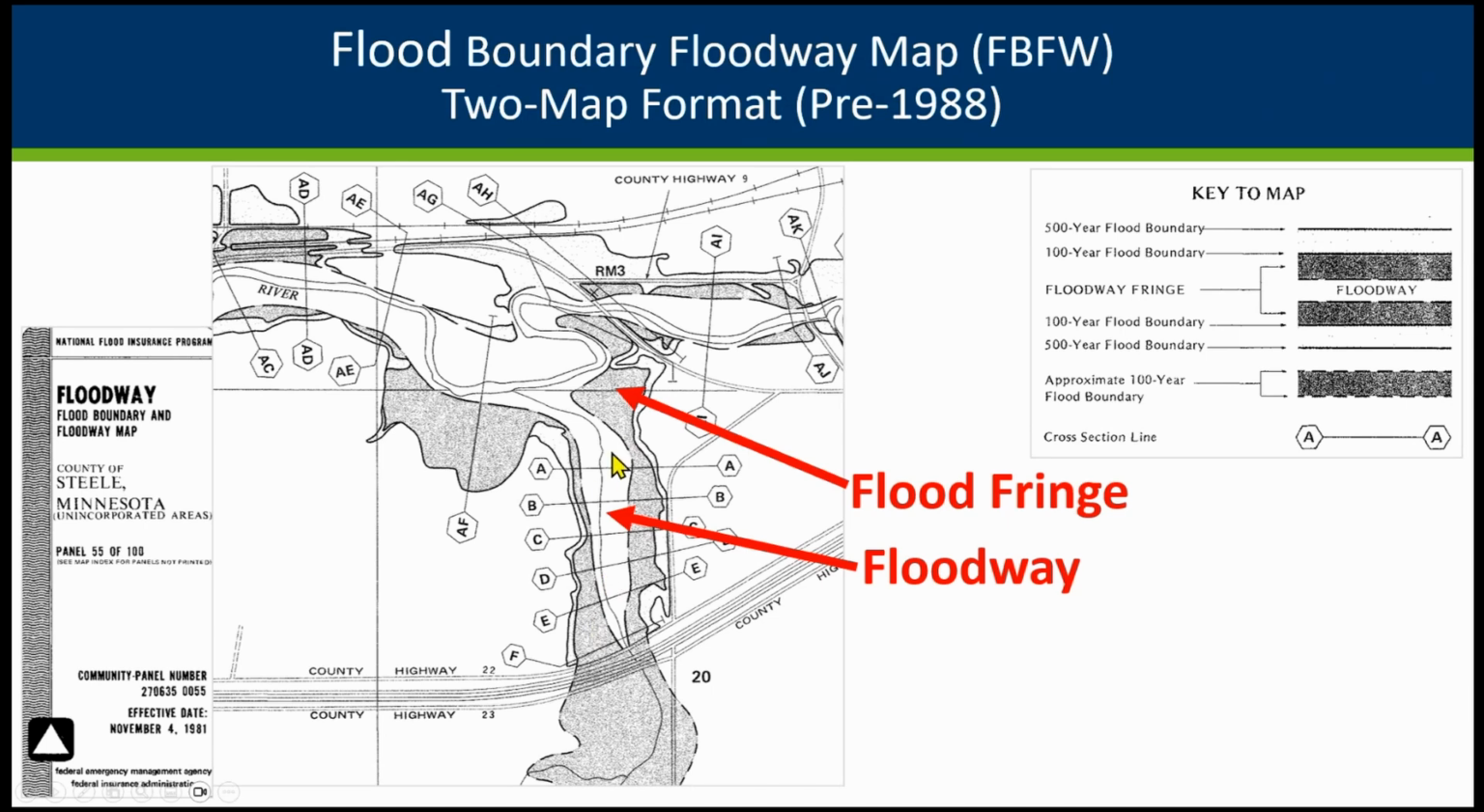The other problem was that the white area here for the floodway was the same as the no risk area, and some communities would look at that and say, oh, it's white, there's no risk, I can let them do whatever they want, when that was actually the area where we restrict uses the most.